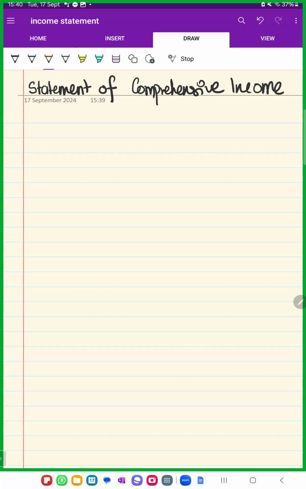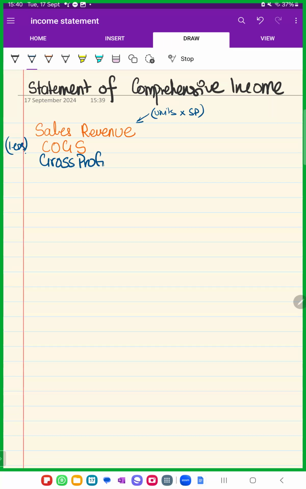And the very first thing in your income statement comes your sales revenue. Whatever your sales revenue is, it's the number of units sold multiplied by the selling price. So units multiplied by the selling price equals your sales revenue. Okay? You minus that with your cost of goods sold, your cost of material. Once you minus these two things, you get your gross profit.